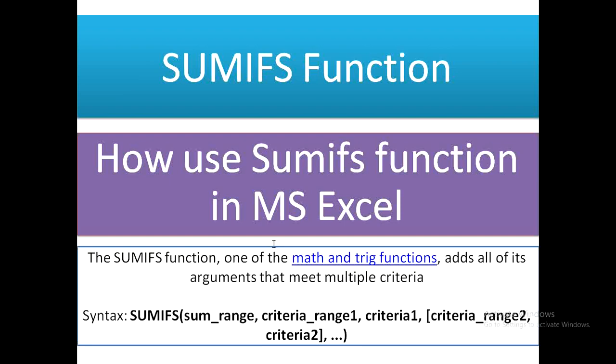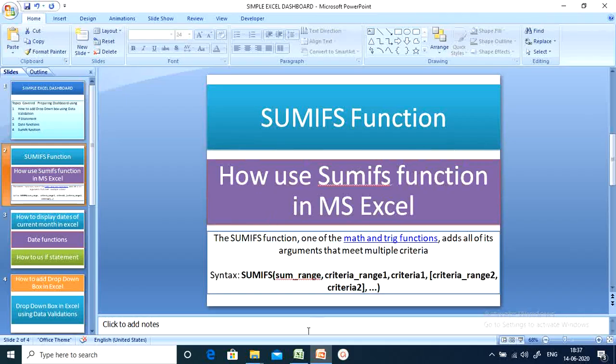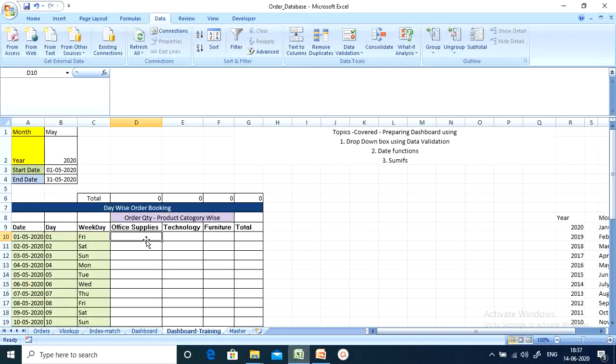Here the SUMIF function is used to add all arguments with multiple criteria. There is a syntax here: SUMIF, the range which we want to sum, with the criteria, with the condition or criteria. If it is tallying, then only it will get summed. Now we are going to see in our dashboard how we are going to apply this.